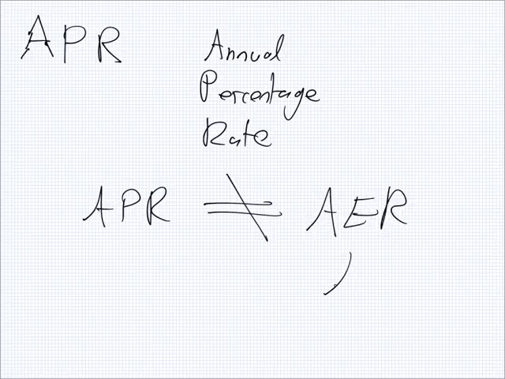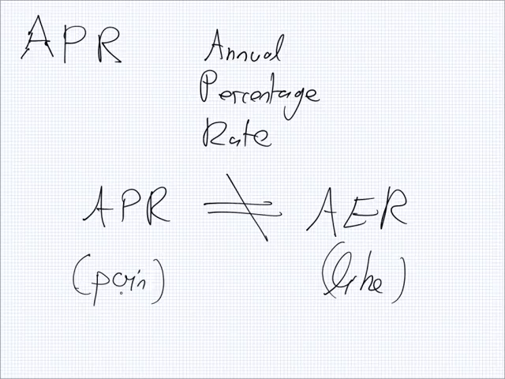AER is the one that we like because it's the one we think of when we think of interest rate. It's the easier one. APR is a bit of a pain, because it's not as easy to work with as AER. AER is more straightforward. It's just a percentage.